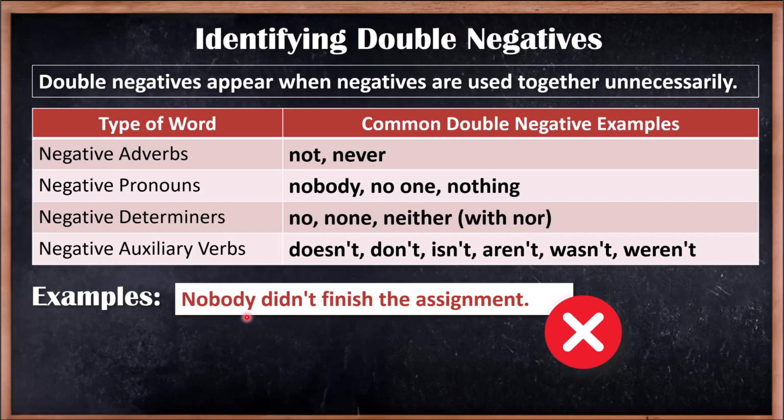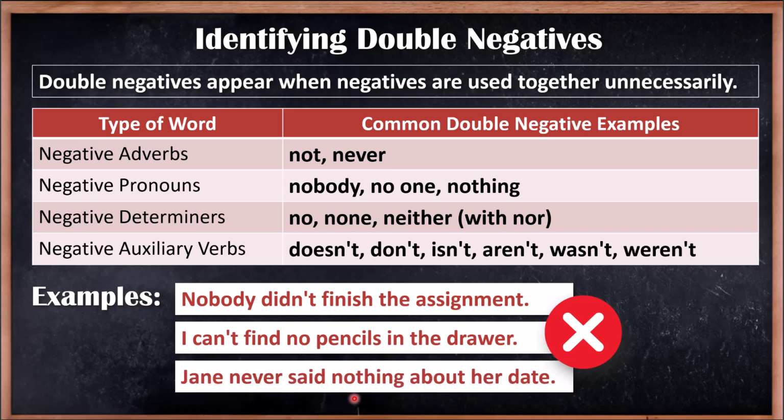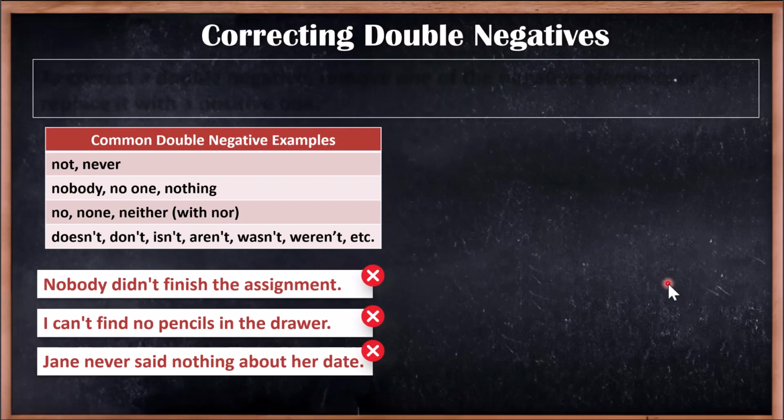Here we have nobody, which is a negative pronoun, and didn't. These cancel each other out. Another example, I can't find no pencils in the drawer. We have can't and no, and those cancel each other out. Jane never said nothing about her date. You see, we have two negatives, never and nothing. So once you identify these negatives, now we can work on correcting them so your intended meaning with this sentence is clear. So how can we correct these double negatives?